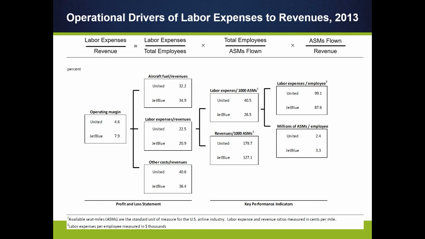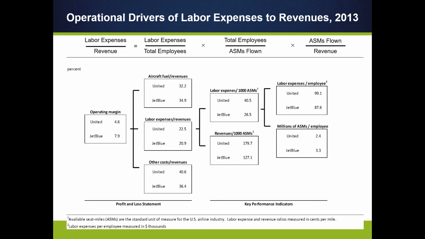Their labor expenses per employee is about $100, and for JetBlue it's 87.6. So that's a pretty significant difference. That's a little more than 10% more. And this could be because United has stronger unions. It could be because they have longer tenured employees that just have higher salaries. We don't know exactly. Maybe it's because JetBlue probably hires newer, younger workers that then eventually graduate to a bigger carrier like United. But whatever it is, they definitely pay their employees more.